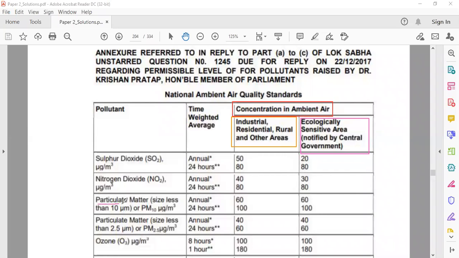So you can see here the particulate matter they are asking about PM10. If you go in ecologically sensitive area, and if you talk about annual, so annual it is 60, for 24 hour it is 100 microgram per meter cube. And at the same time, if you ask about PM2.5, I am mentioning those things which have been mentioned in the question, right? So in the ecologically sensitive area, it is 40 for annual, right, and 60 for 24 hours. So you have to keep this in mind. So for annual, it will be 60 for PM10 and 40 for PM2.5 when it comes to ecologically sensitive areas.